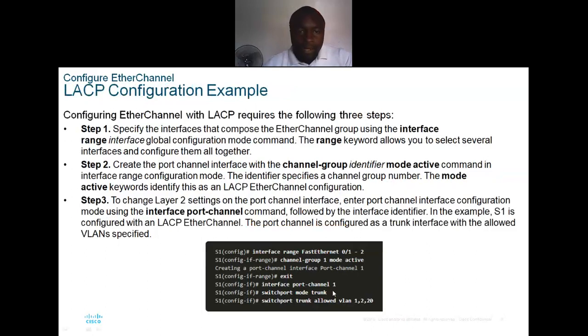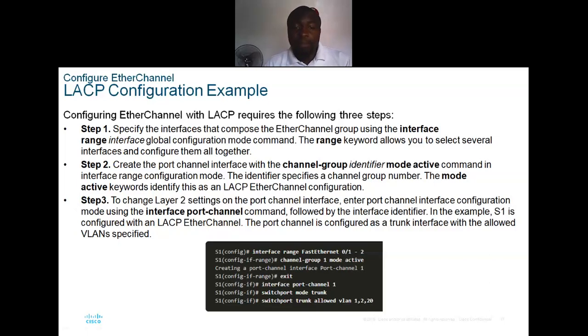So step 1, you specify the interfaces that compose the EtherChannel group using the interface range command. You go to your global configuration mode on switch 1. You say interface range FastEthernet 0/1 to 2, because you are trying to apply the configurations to the 2 interfaces. Why are we using range here? We're using range because we are trying to apply whatever configuration we're doing to both ports, port 1 and port 2. That's step 1.